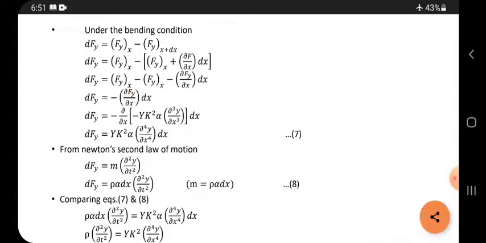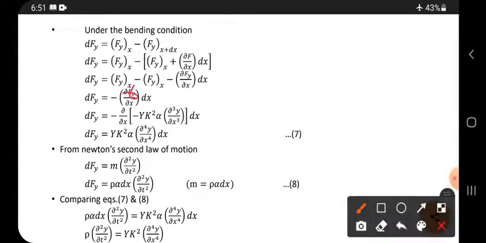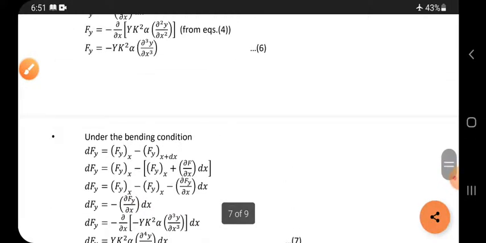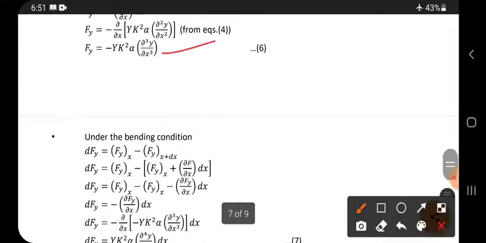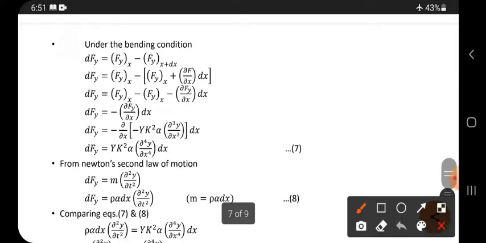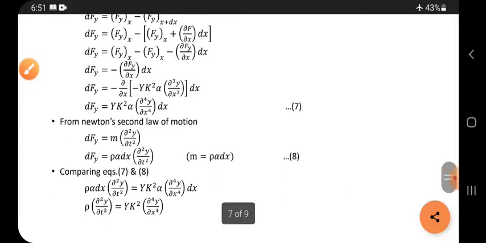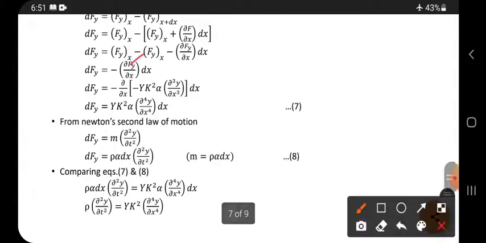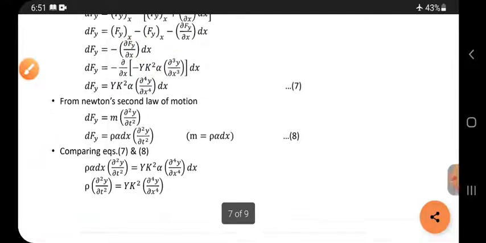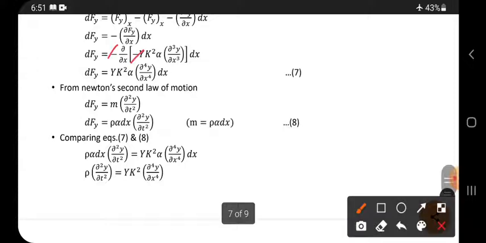We already know the Fy formula. What is that Fy formula? Just now see the Fy formula, this one. Substitute that Fy formula here. So when we substitute here in the place of Fy, minus Y k square alpha dou cube y by dou x cube. These are the constant factors taken outside. So the cube is already there; if you differentiate again, it becomes the fourth. Minus minus becomes plus here.